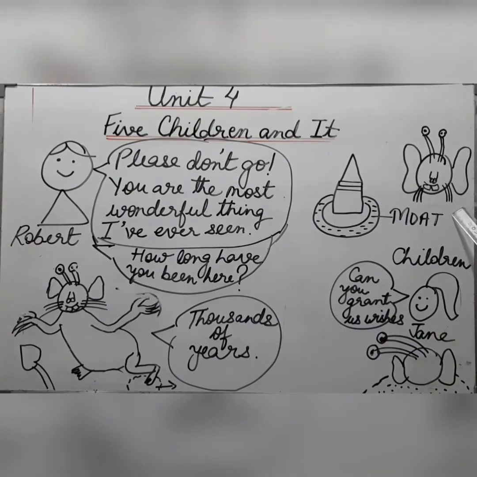So after telling the sad story of the Samoyeds and how they disappeared, this Samoyed said goodbye to the children. Now the children were really sad, and they asked it to stay a little longer. They requested this Samoyed to be with them, and Jane requested him to grant them wishes. So she said, "Can you grant us wishes?"